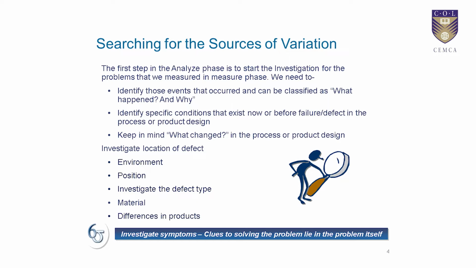We have to keep in mind what has changed, and walk through the failure of the event. We have to investigate the location of the defect. Where does the problem occur? That's when the process mapping that we had seen in the Measure phase really helps us find the area where the problem actually happens. That area can be defined as the environment, the position, or the type of defect, or if you are using a certain material or document, or if there is any difference in products or outcomes. These are some of the things that can happen while we are looking at the entire process.